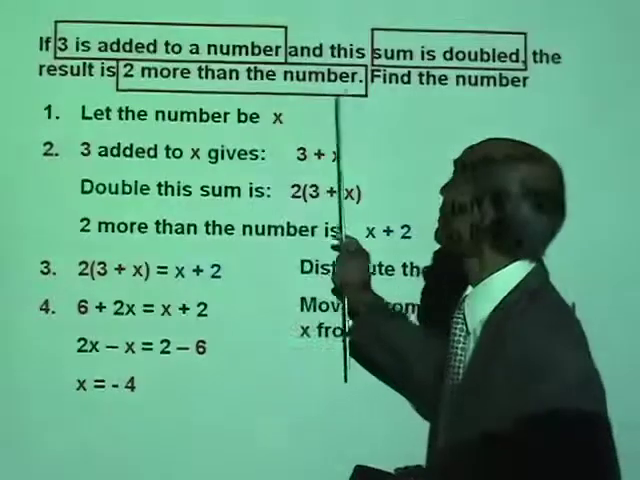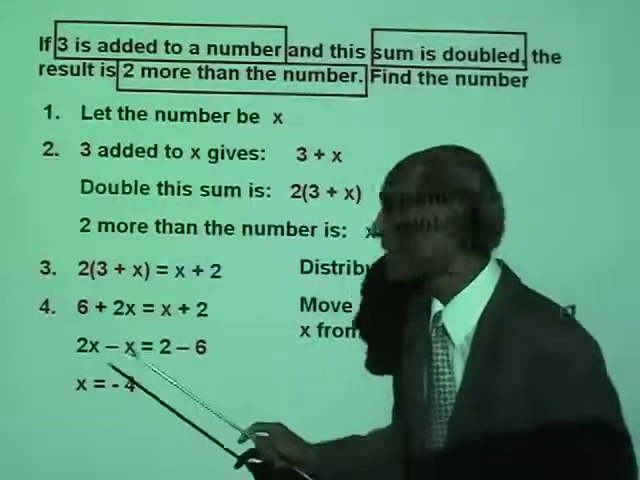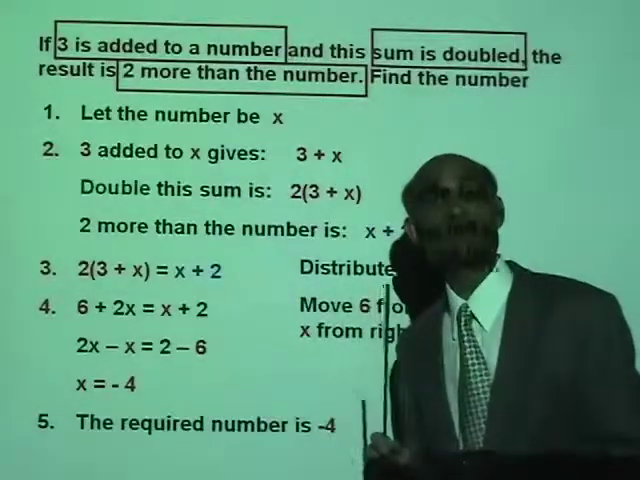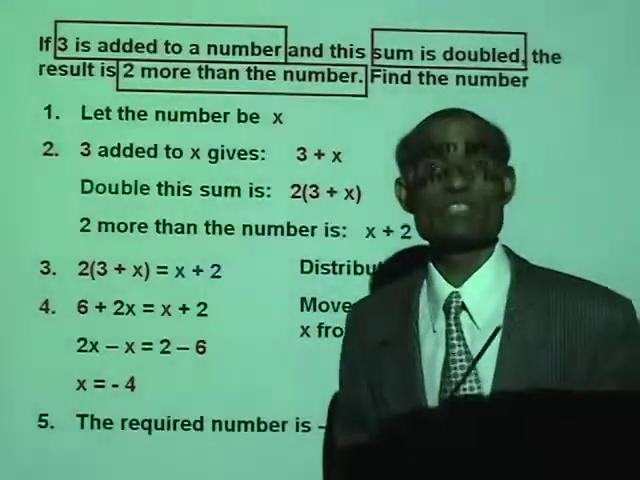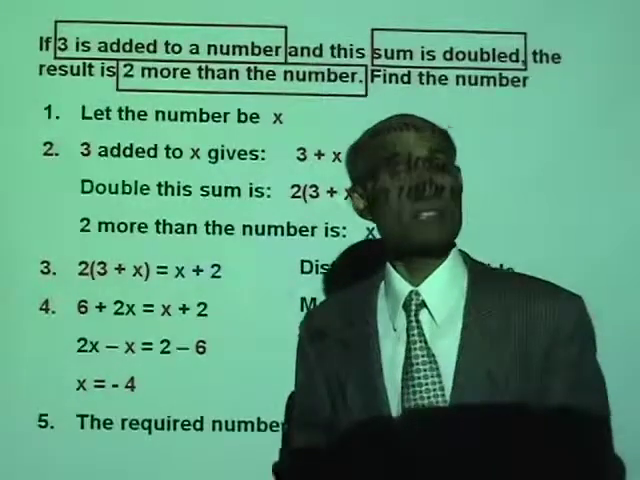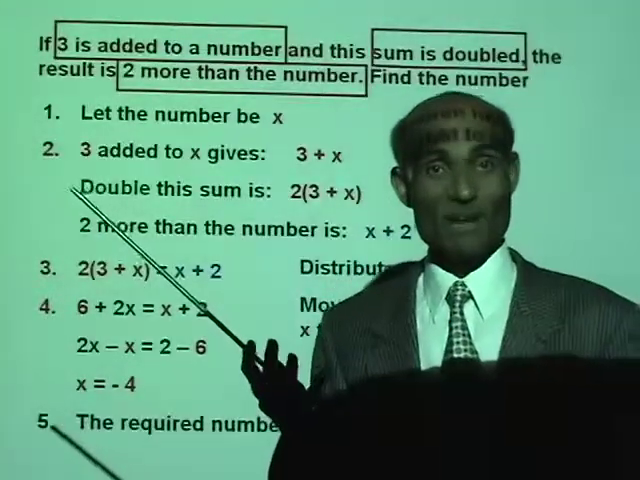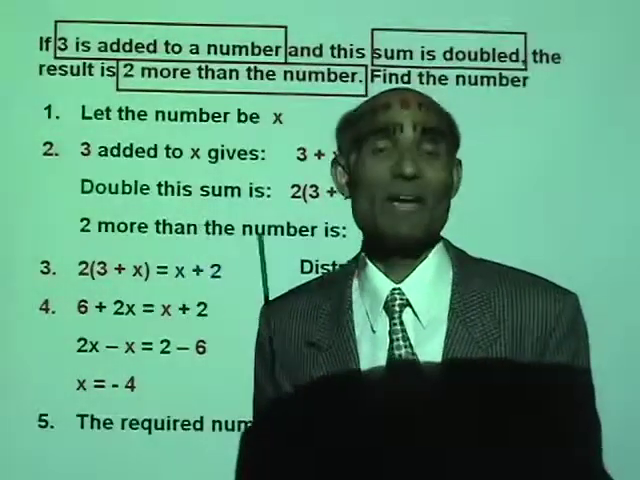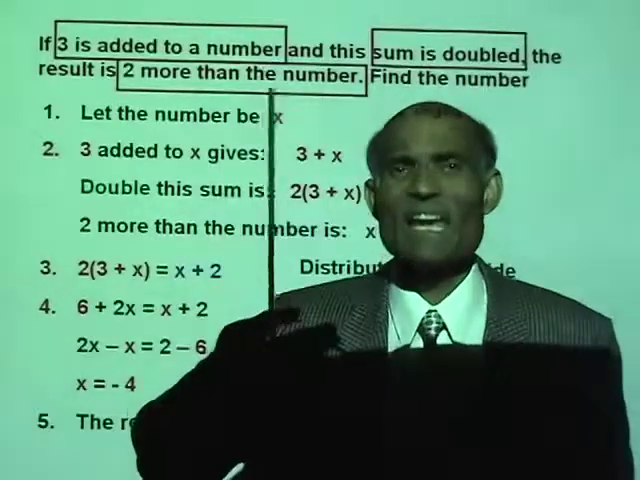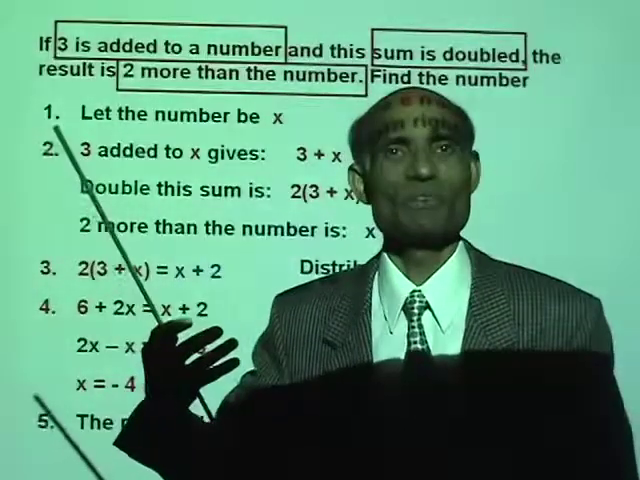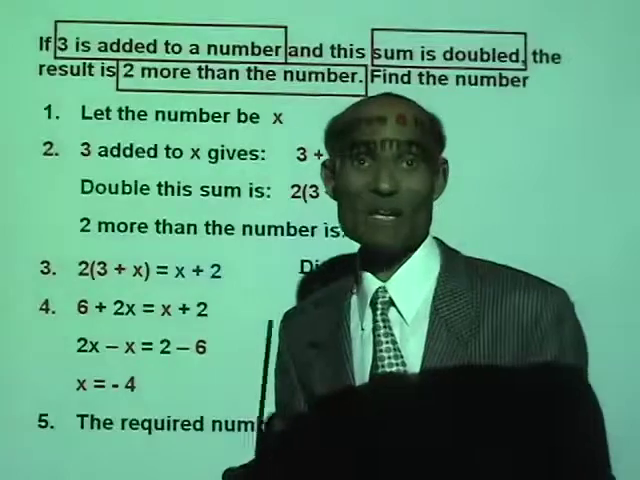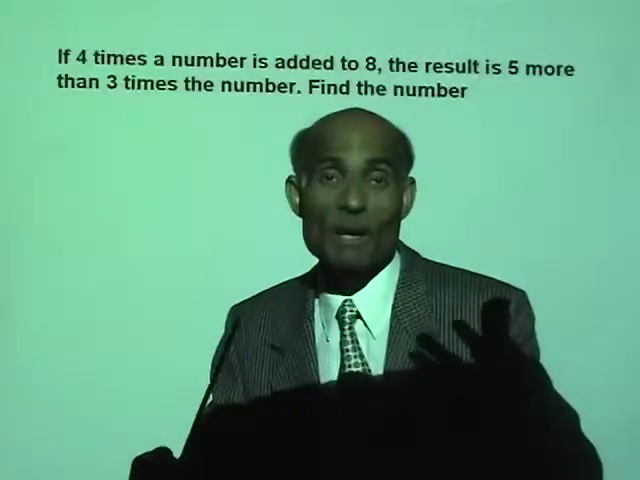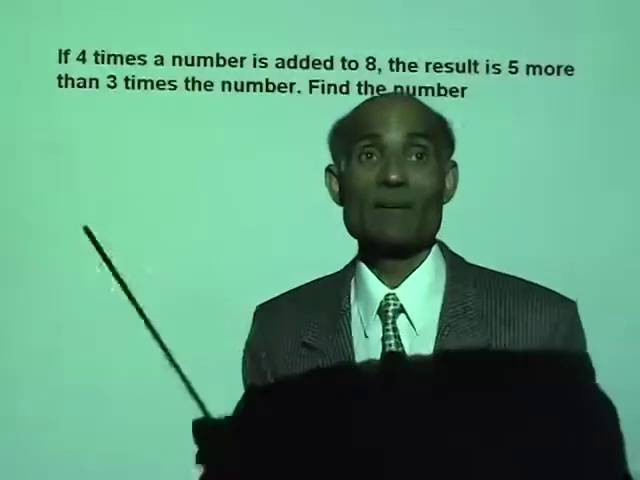What does that mean? Find the number. The required number is negative 4. You must make that statement. The required number is negative 4. Now, isn't that simple to do these kind of problems? Application problems are actually the easiest to do. Okay, you must cultivate a liking for these kind of problems. Okay? To me, I think it's very interesting. Because that's where algebra actually gains meaning.